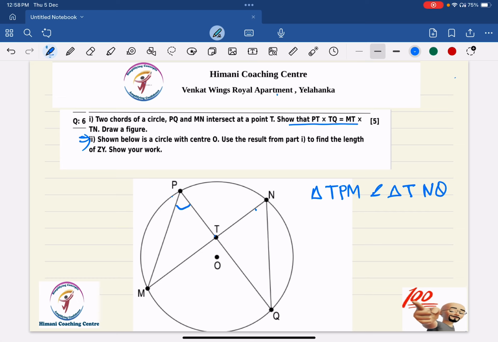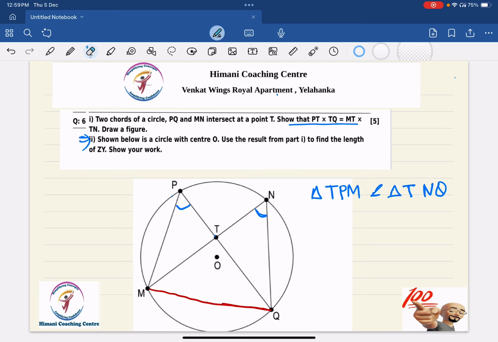This angle and this angle are equal. Why? If you see, both these angles are made by arc MQ. And if you are confused, you can just join MQ. So chord MQ is making angle MPQ, which I can say arc MQ also. Similarly, the same chord or arc is making another angle, which is MNQ. So they are angles in the same segment.